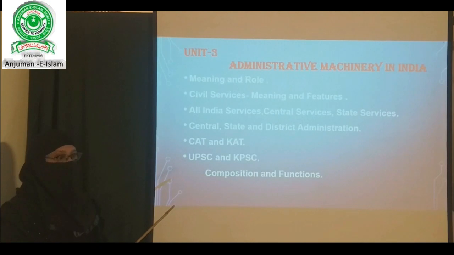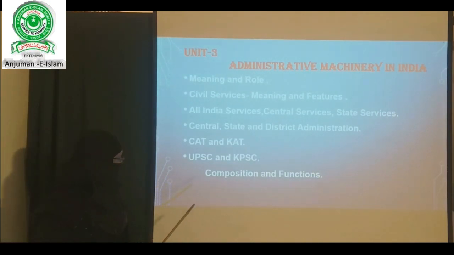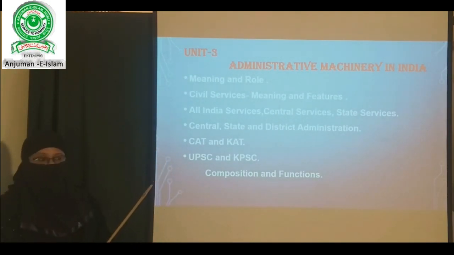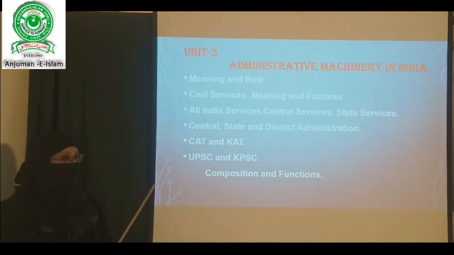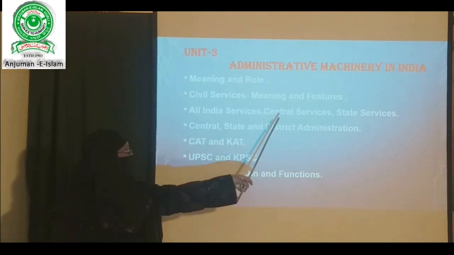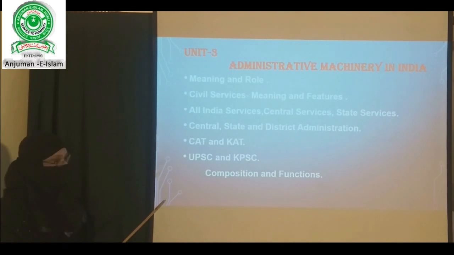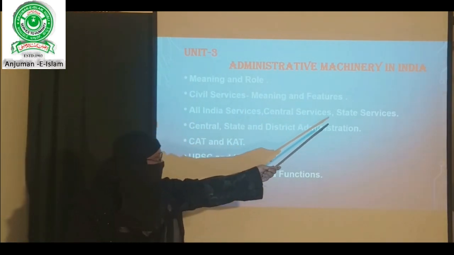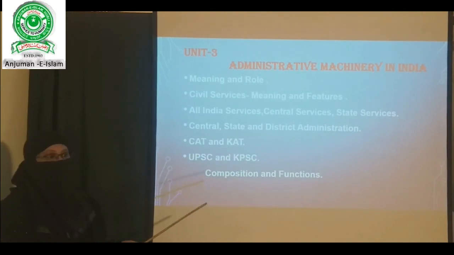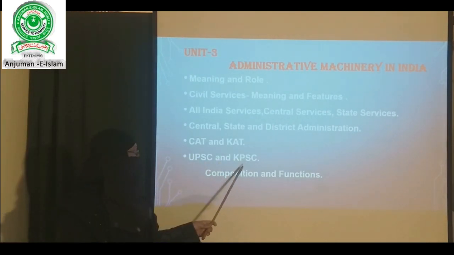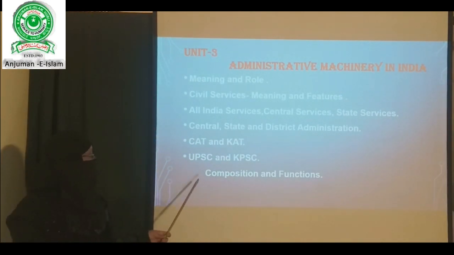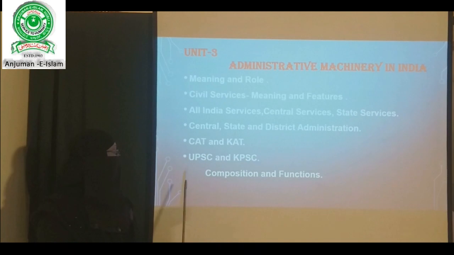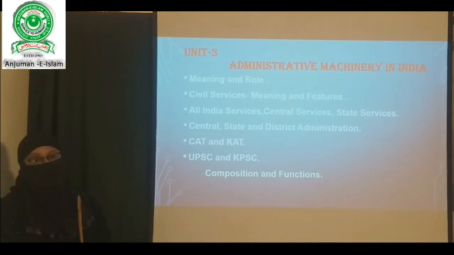Next comes UPSC and KPSC. Students, you might be knowing about these. UPSC, Union Public Service Commission, recruits people for all India services and central services. Just like that, for state services, the recruitment is done by the Karnataka Public Service Commission. Under this topic we will be seeing the composition and functions of UPSC and KPSC.